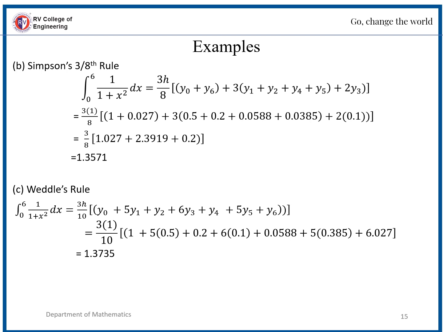So for Weddle's rule, we follow one pattern, which is 1, 5, 1, 6, 1, 5, 1. And I think you remember here n is equal to 6. We have subdivided the interval into 6 equal parts. So the formula is 3h divided by 10 times y0 plus 5y1 plus y2 plus 6y3 plus y4 plus 5y5 plus y6. So substituting all the values here and calculating, we get 1.3735. So in this example, we have demonstrated all three rules: Simpson's 1/3, 3/8 and Weddle's rule.